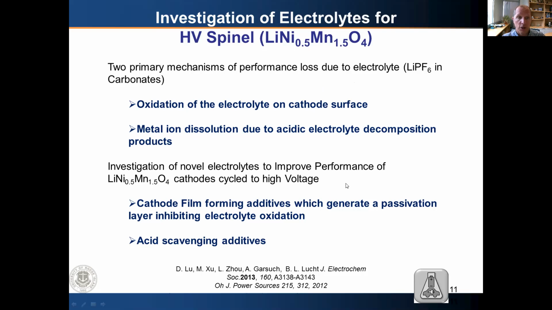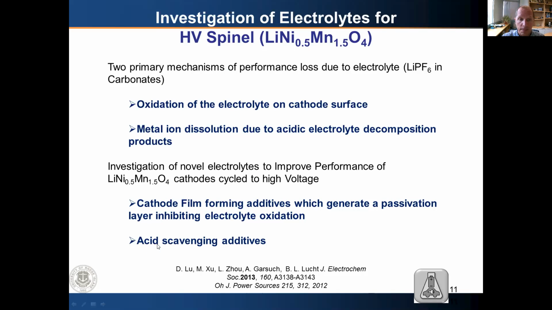And so in terms of this, what we wanted to do was investigate novel electrolyte additives to improve the performance of these high voltage cathodes. And basically there were two different methods that we have been looking at in order to do this. First off, there's cathode film forming additives. So basically if we add an electrolyte additive, which can be sacrificially oxidized on the surface of the cathode to generate a stable cathode passivation film, this type of electrolyte additive could be beneficial to the overall performance.